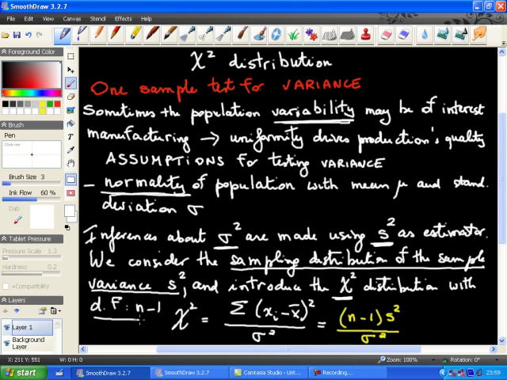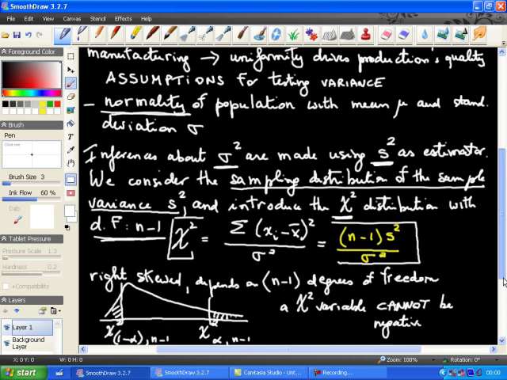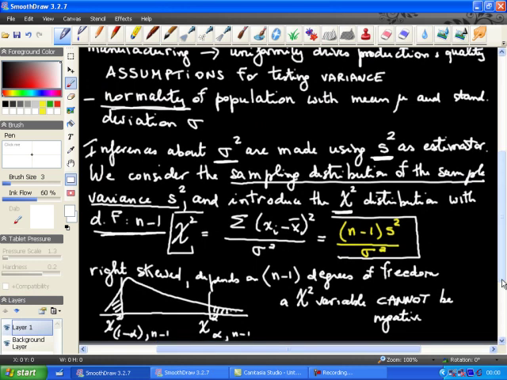And we look at the sampling distribution of the sample variance S squared and introduce the chi-squared distribution, which depends on n-1 degrees of freedom and is stated as the sum of the squared deviations xi minus x bar squared. So this is basically the same thing as sample variance multiplied by n-1 divided by the population variance sigma squared. So we generally use this one as the formula for chi-squared distribution. This distribution is right-skewed and depends, as already said, on n-1 degrees of freedom. So again, it's a family of curves.